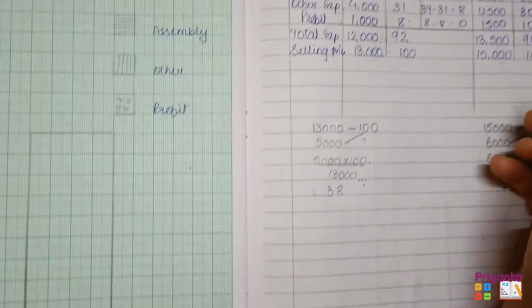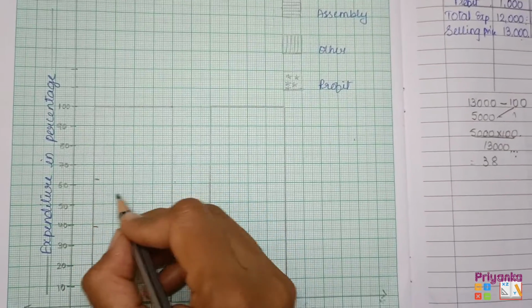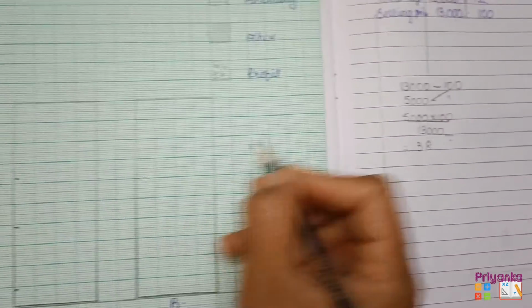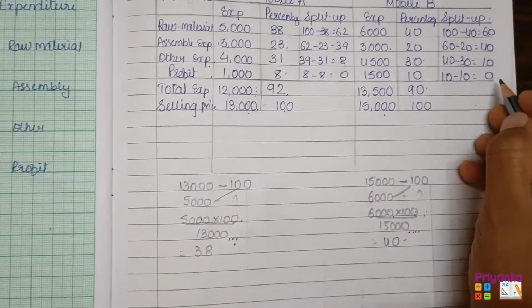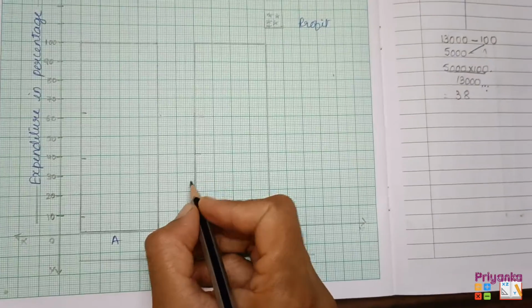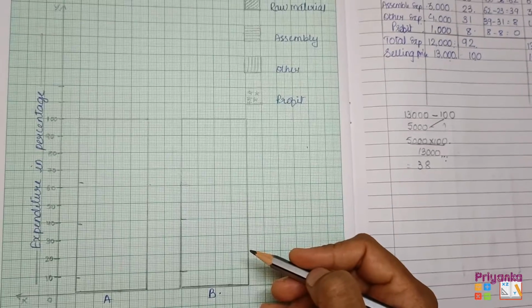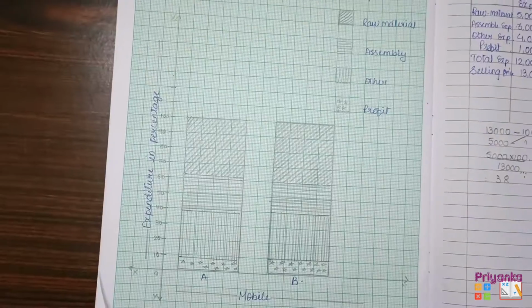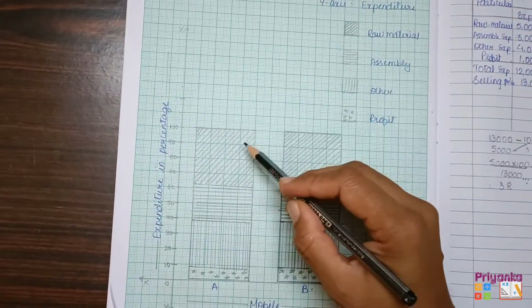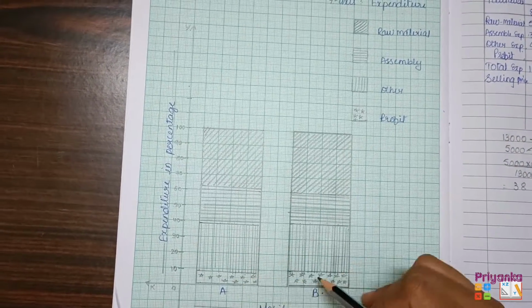Same will do with B, 60. Next is 40. Next 10, and at the end 0. So I'll make this bar ready with this display button. So this is how you have to describe the raw material, assembly, other, and the profit.